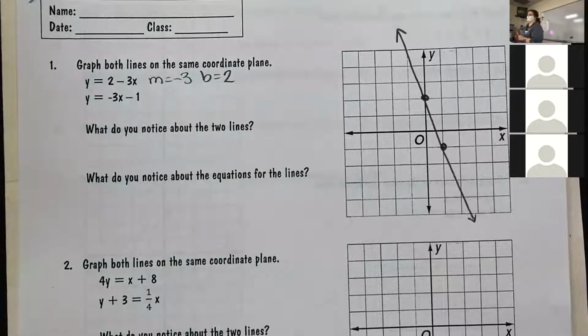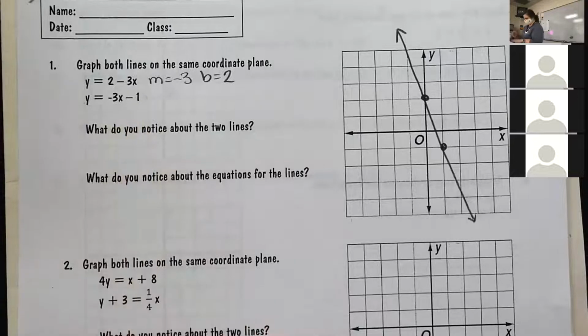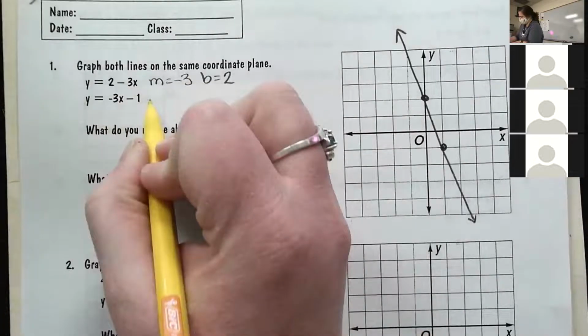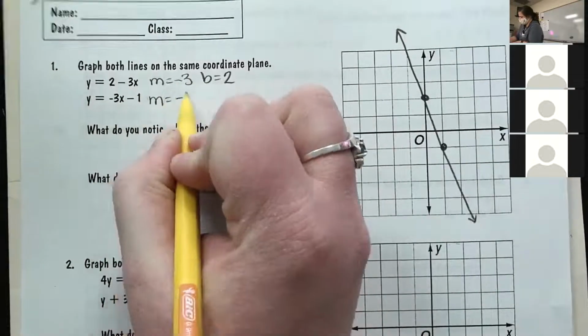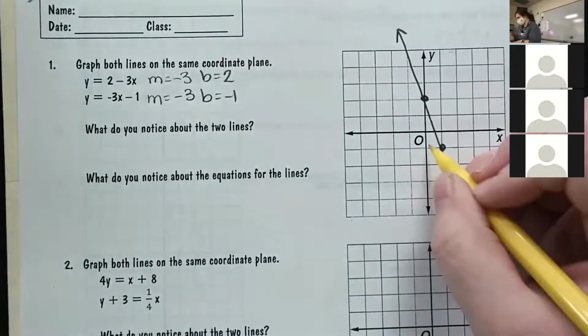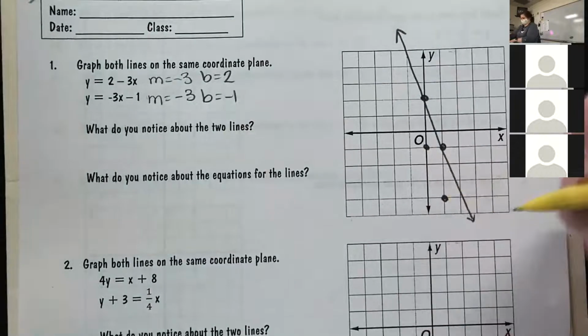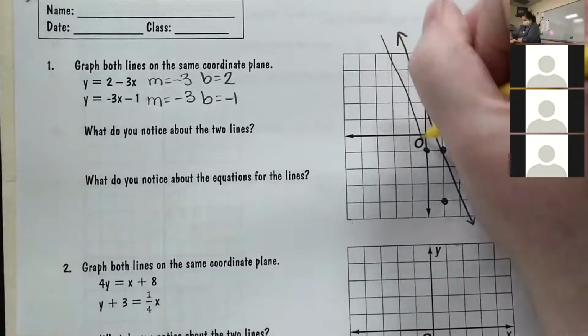All right. Now, is this in y equals mx plus b form? Yeah, what's my m? -3. What's b? -1. Start at -1. Down 3 over 1. Try to draw a straight line.